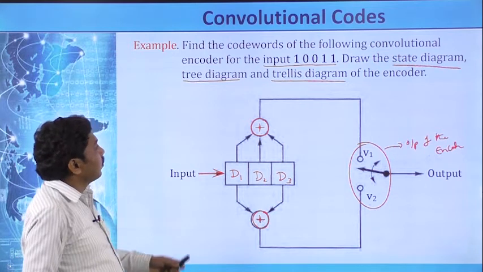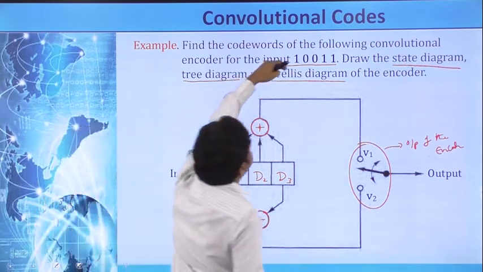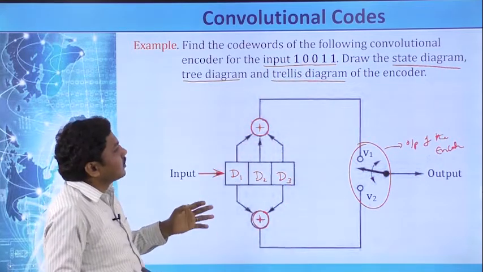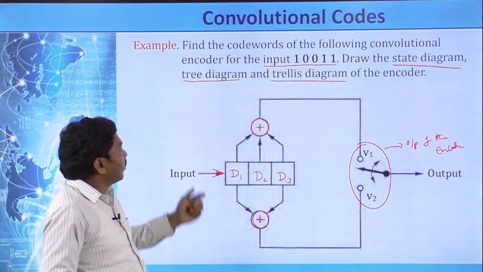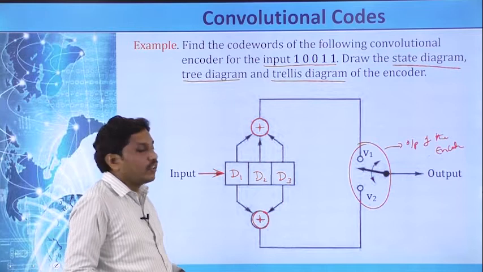Okay. So we will calculate the encoded output for the input 10011, the first one. Second one is the state diagram. Third one is the tree diagram, and finally the trellis diagram of this encoder.